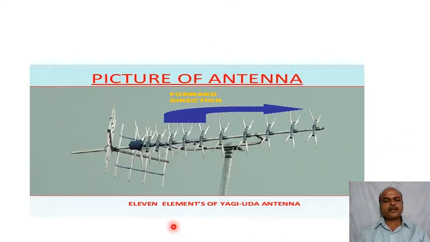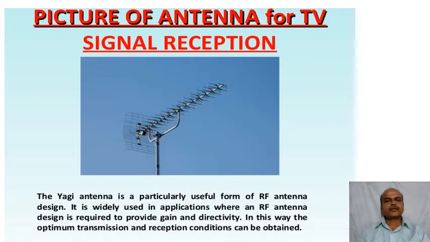So this is a multi-element Yagi-Uda antenna. According to need, we can design a 6-element, 5-element, or 11-element Yagi-Uda antenna. This is an antenna for TV signal reception. The Yagi-Uda antenna is a particularly useful form of RF antenna design. It is widely used in applications where RF antenna design is required to provide gain and directivity. In this way, the optimum transmission and reception condition can be obtained.